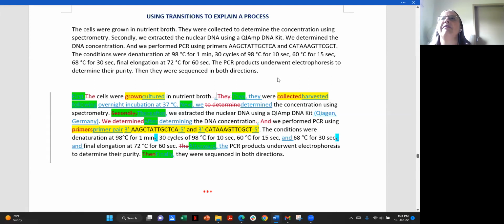Also on this, a couple of other things that are important to note in the yellow, the use of correct terminology. The authors here said the cells were grown in nutrient broth and then they were collected. If you're talking about cell culture, in English, the appropriate word would be that the cells were cultured in nutrient broth and then they would be harvested.